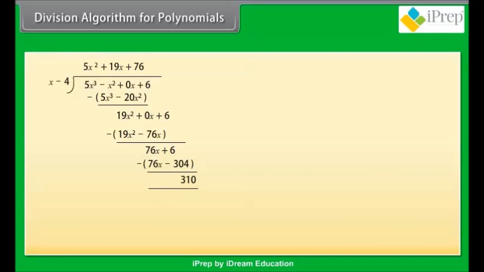Here is the rest of the work for this example. Okay, now that we have got this done, let's remember how we write the actual answer down. The answer is (5x cube minus x square plus 6) upon (x minus 4) is equal to 5x square plus 19x plus 76 plus 310 upon (x minus 4).